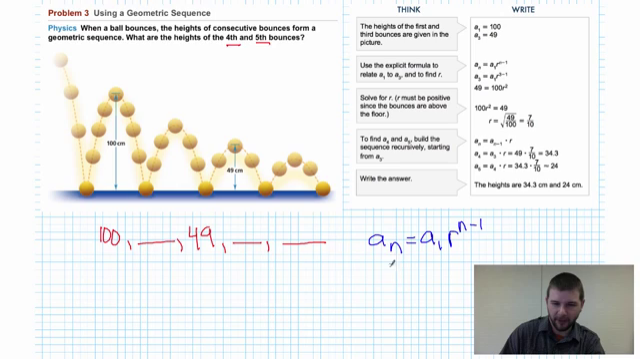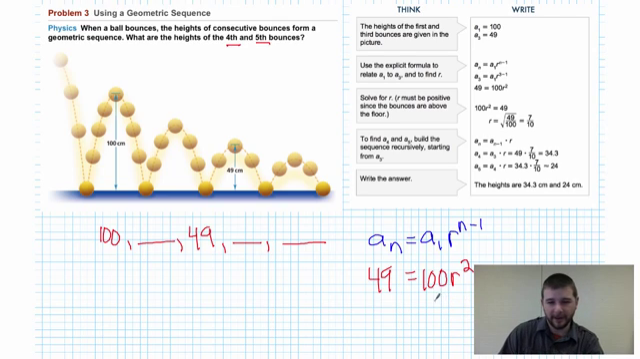So we'll consider our third term, a sub 3. By the formula, we know that will equal our first term, we can call that a sub 1, times our common ratio. That's unknown to us at this point. But our common ratio raised to the power of n minus 1. And in this example, n is 3. Our third term is 49, so n is 3. 3 minus 1, of course, 2. Now to solve.